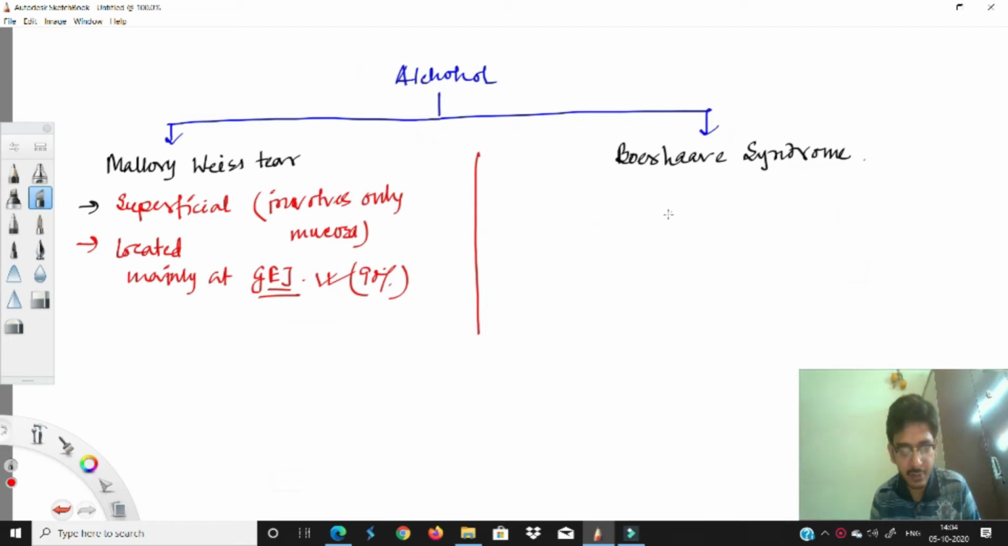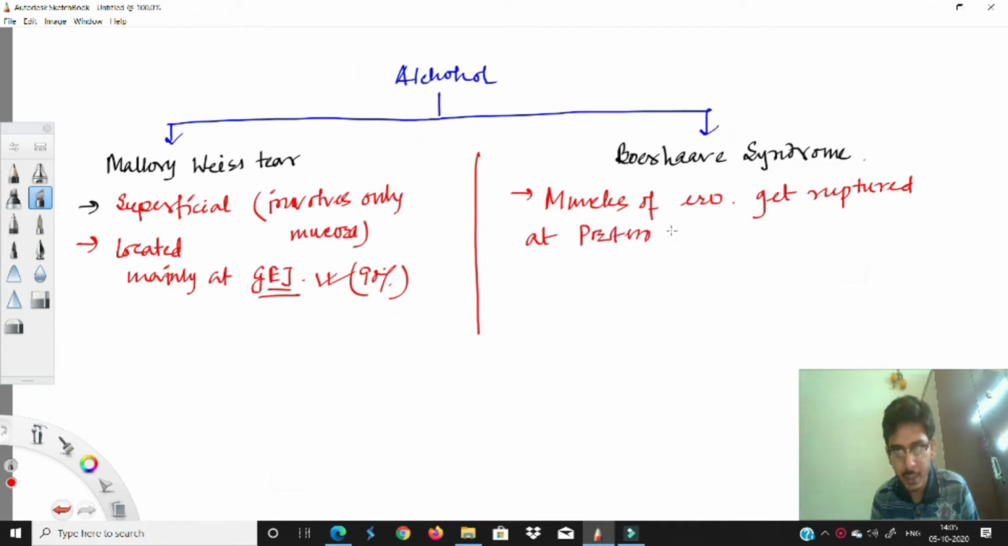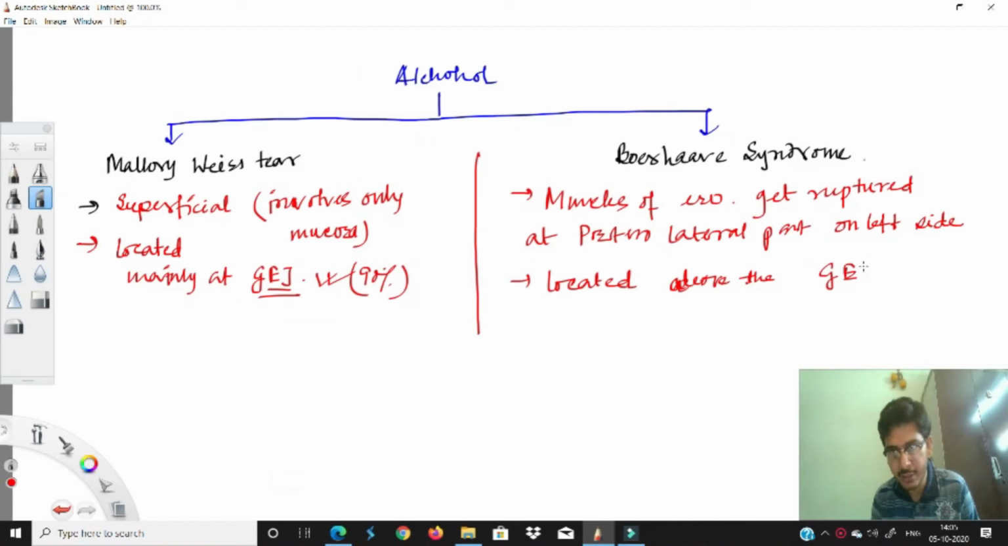And in case of Boerhaave syndrome, the muscles of the esophagus get ruptured at the posterolateral part on the left side, and this is located above the gastroesophageal junction, minimum 3 to 5 centimeters above the gastroesophageal junction.